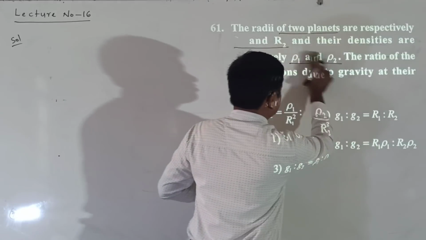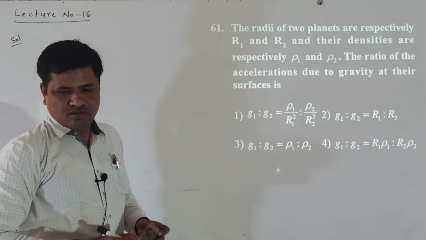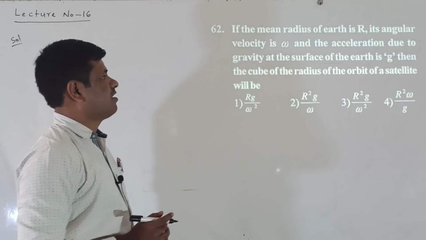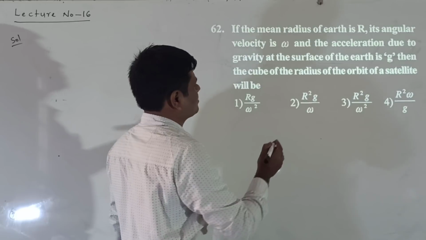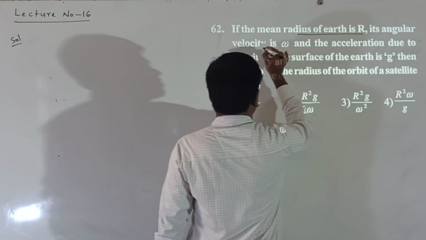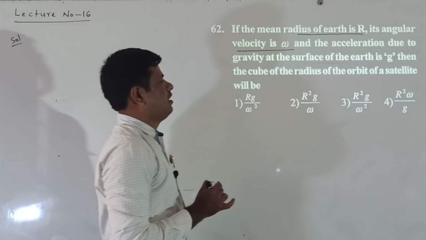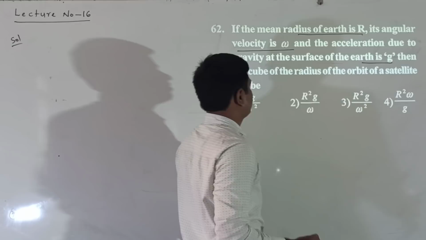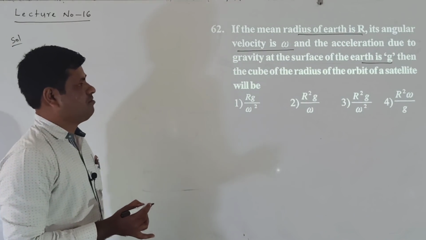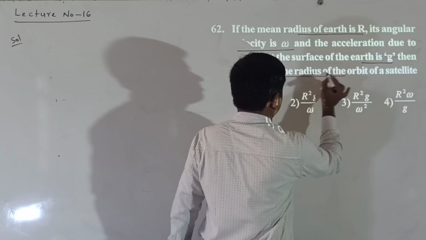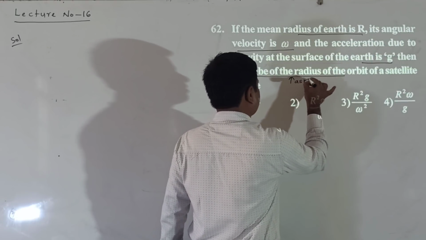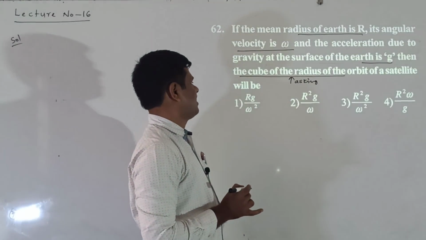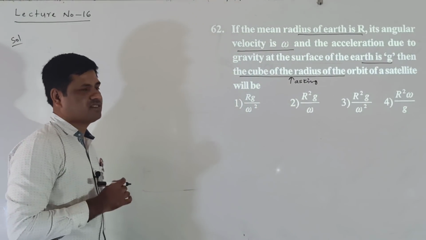Next, go to the next question. If the mean radius of Earth is r, its angular velocity is omega, and the acceleration due to gravity on the surface of the Earth is g, then the cube of the radius of the orbit of the satellite will be, right? The cube of the radius is asked.